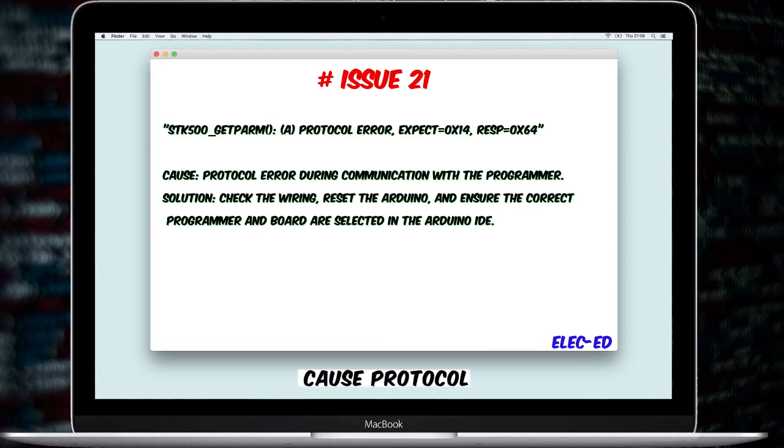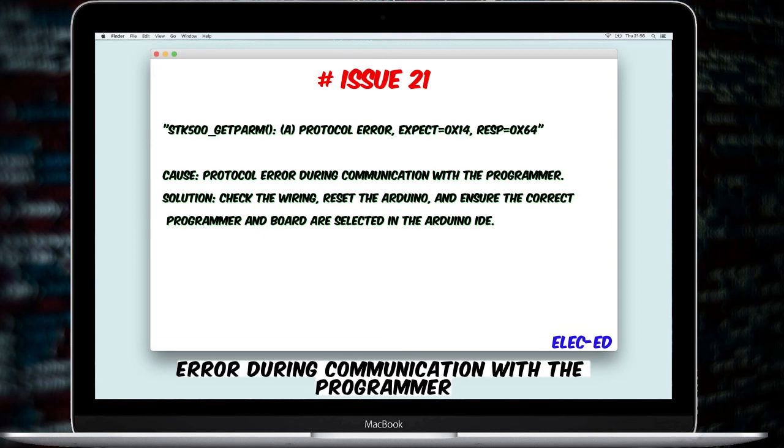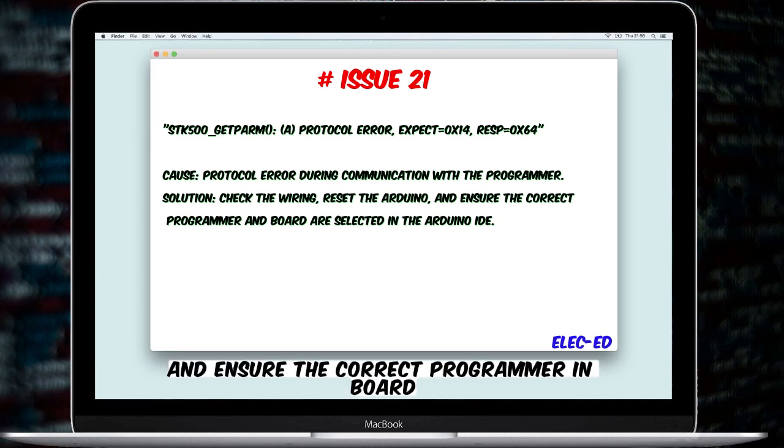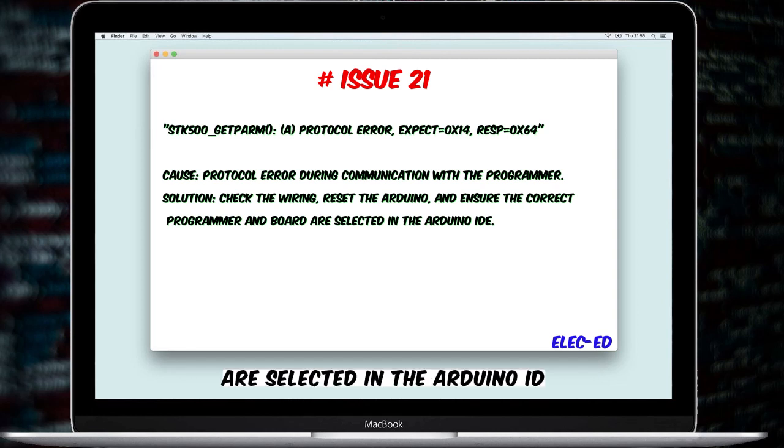Issue 21. Cause: protocol error during communication with the programmer. Solution: check the wiring, reset the Arduino, and ensure the correct programmer and board are selected in the Arduino IDE.